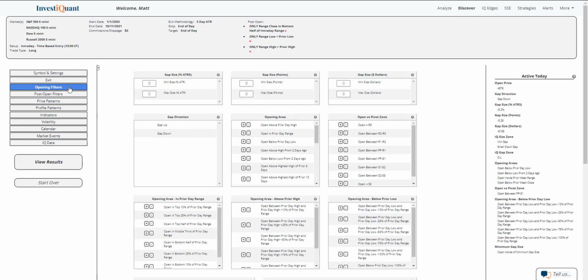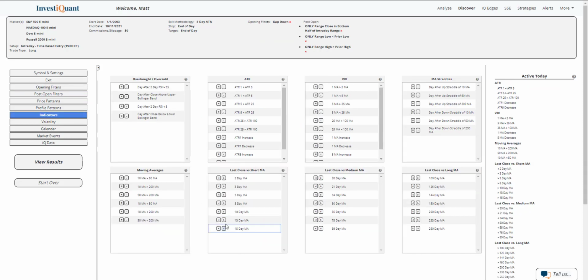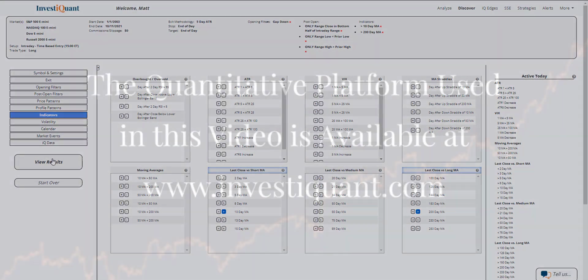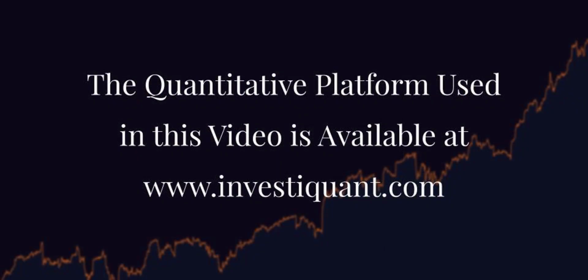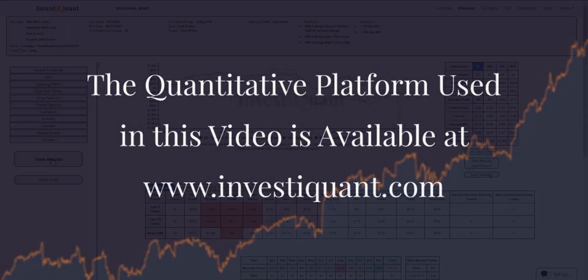Let me add that we gapped down this morning. Hit gap down right there, and then lastly put us in a similar market environment, above a 10 and 200-day simple moving average. Now I can click View Results. All right, here we go.